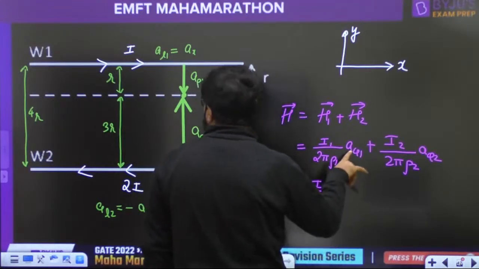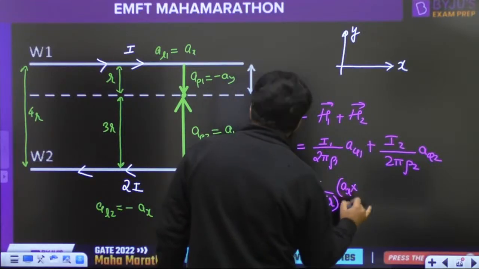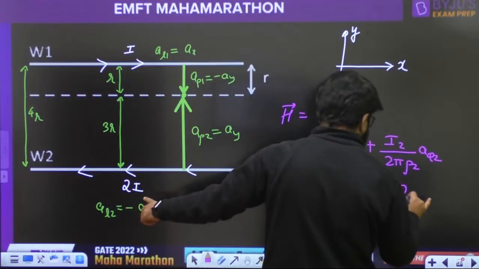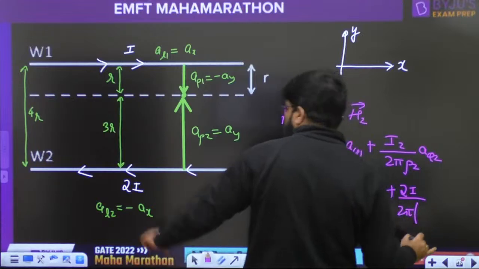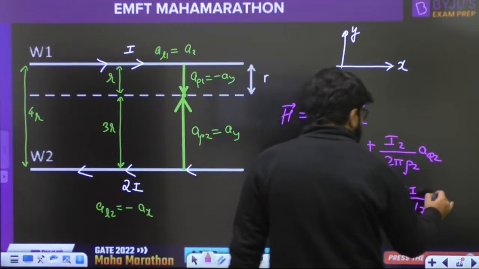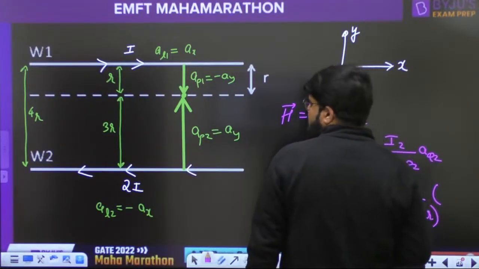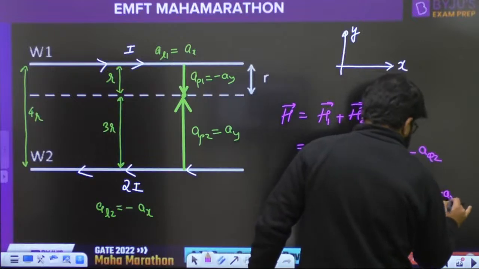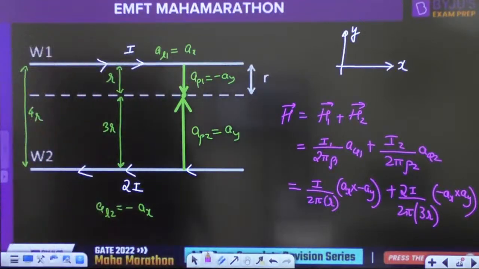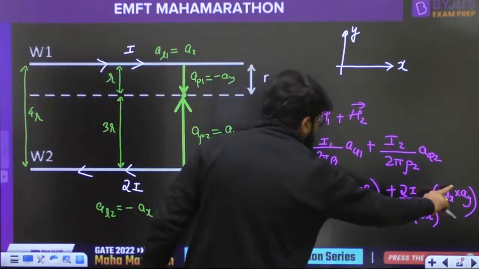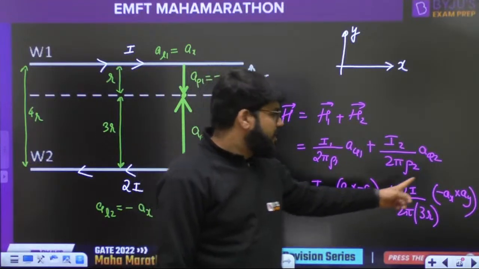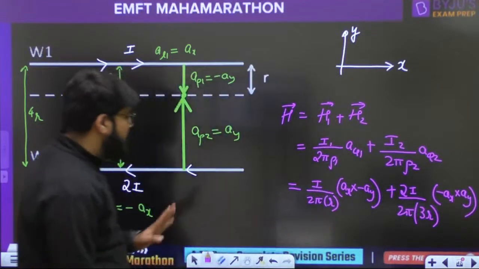How to write down a phi 1? aL1 cross a rho 1, so aX cross minus aY. What is the second current? Second current is 2I divided by 2 pi rho 2. What is the perpendicular distance from the second wire? This is 3r, multiplied by a phi 2. What is a phi 2? aL2 is minus aX, cross aY. ठीक है? Now x cross minus y or minus x cross y, both will be equal to minus z. Actually x cross y is z, so both are in the minus z direction.